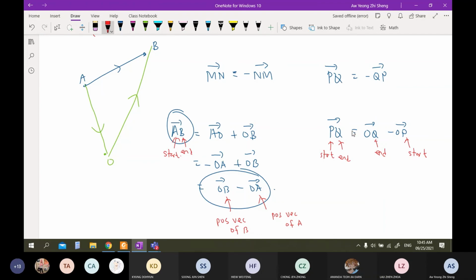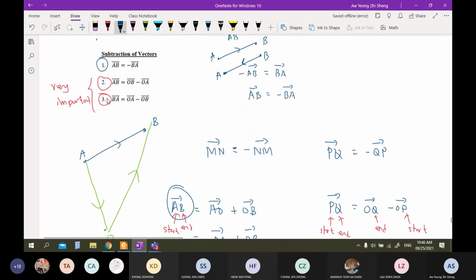Right, so for any vector, whether it's AB, PQ, or whatever, it's always possible to write it in terms of the position vectors, and it's always O to the end minus O to the start. The third property is just an application of the same technique. In this case, because A is the ending point, you have O to the end minus O to the start. And that's it.